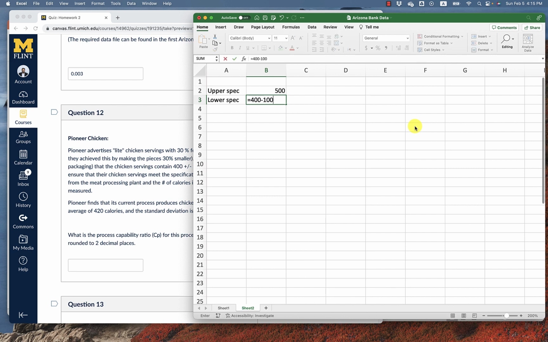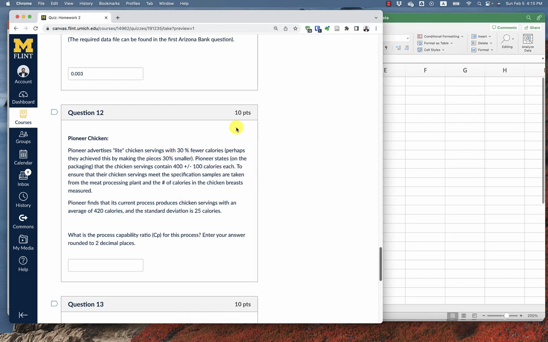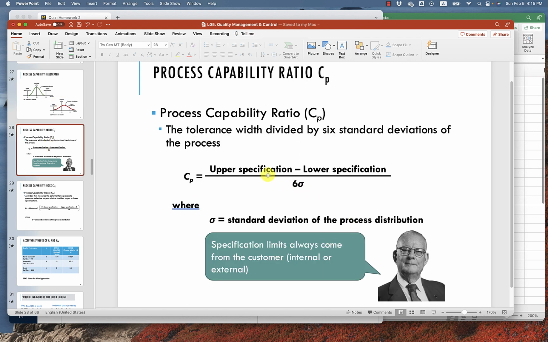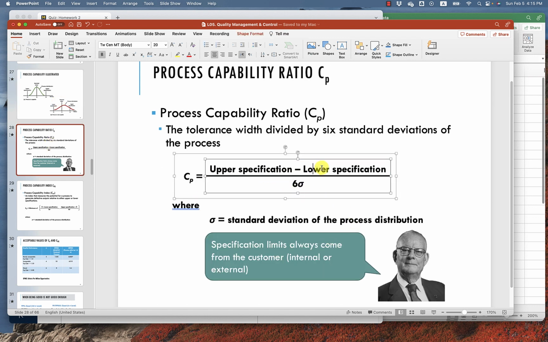And the lower spec will be 400 minus 100, because the lowest in calories you can be on a piece of chicken that you are packaging and selling is 300. So your piece of chicken has to have calories within this range, 300 and 500. Now, if you look at this formula for CP, we've got the upper spec and we've got the lower spec.